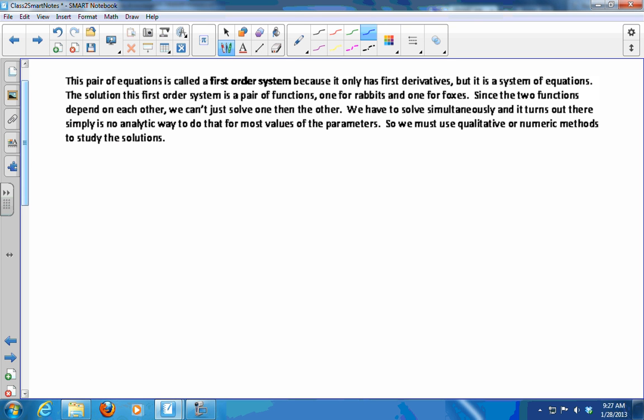For most parameters, I mean, if we made alpha, beta, gamma, and delta all 0, we could solve it. But for most parameters, there's no way to solve. So we have to use qualitative or numeric techniques. Qualitative, like we just did, find the equilibrium solutions, sketch out what the solutions would have to look like. Or you can use a numeric technique, which is what a computer would do, to study the solutions.